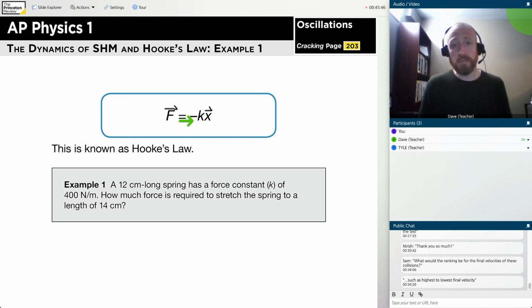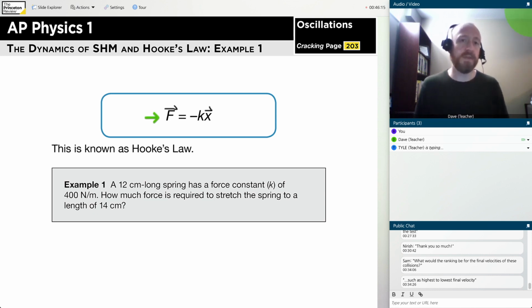So one example we could take a look at is example number 1 below here. And this says a 12-centimeter long spring, so that's how long it wants to be, has a force constant k of 400 newtons per meter. That is our set of units for k. Our question is, how much force is required to stretch a spring to a length of 14 centimeters? So we're after a force, we see a spring, we see k's and x's or distances of some kind involved. So we want to be thinking about Hooke's law.